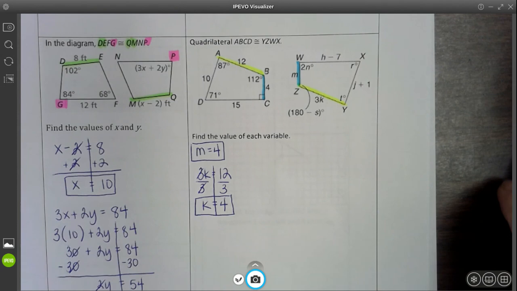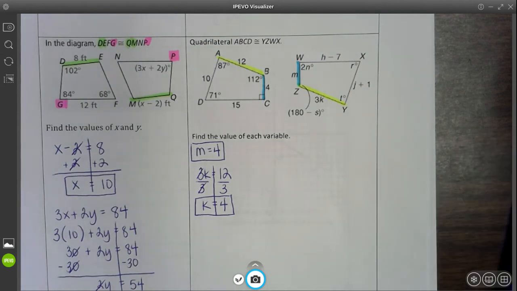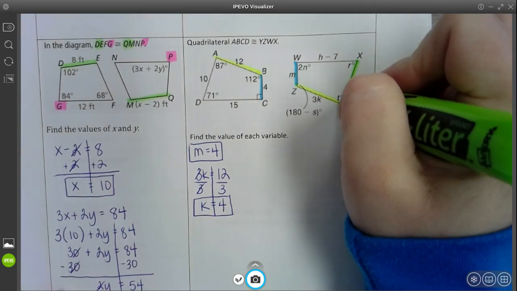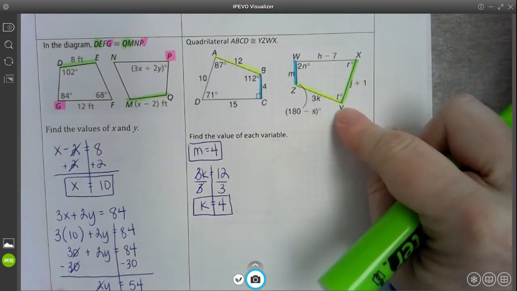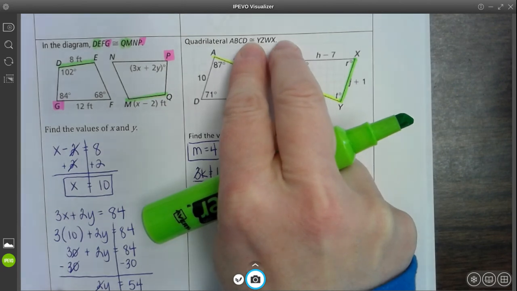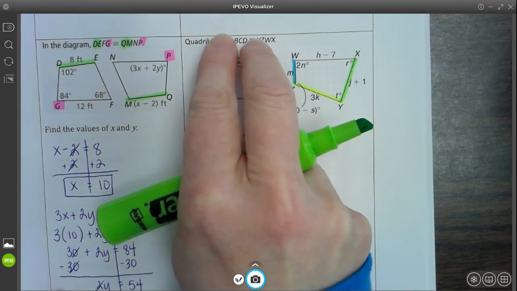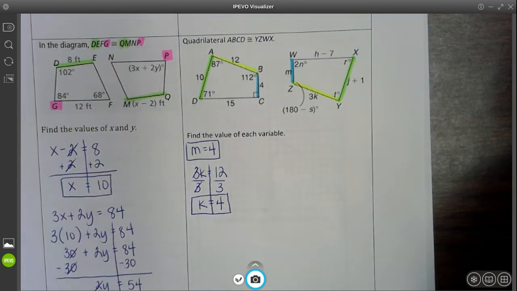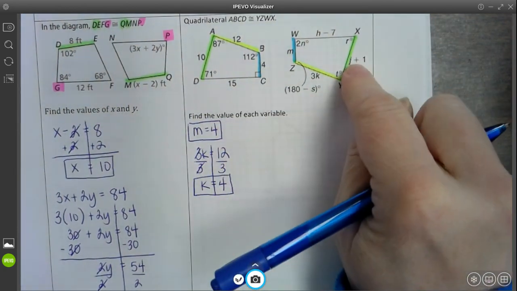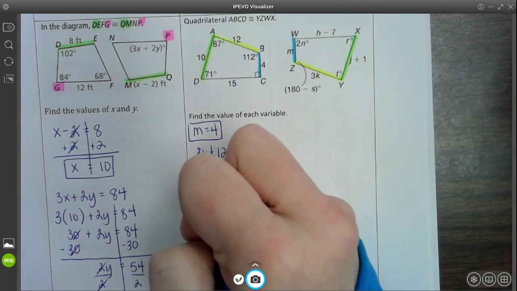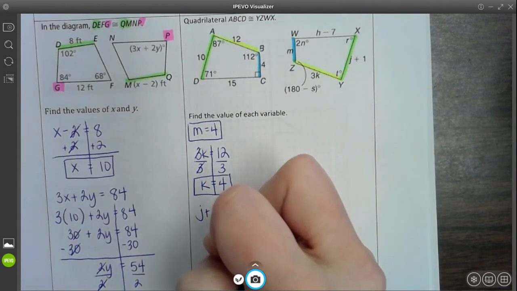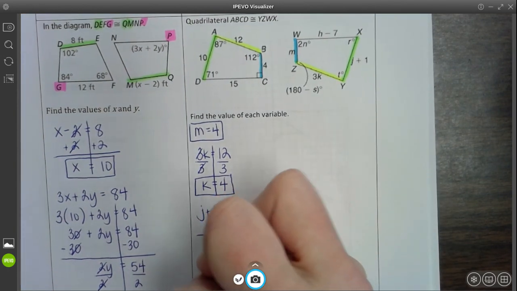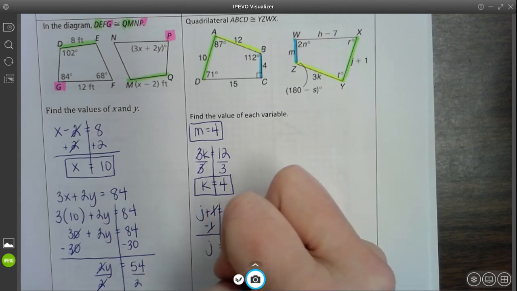Okay, let's just keep going around. So the next one I'm going to have is the J plus 1. J plus 1 is on side XY. X and Y are the first and the last letters here. Over here, the first and the last letters are A and D. So those 2 sides are the same length. So I can write the equation J plus 1 equals 10. We can solve that by subtracting 1 on both sides. We'll have J equals 9.